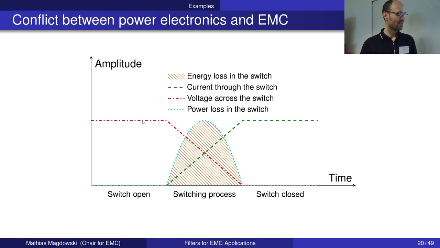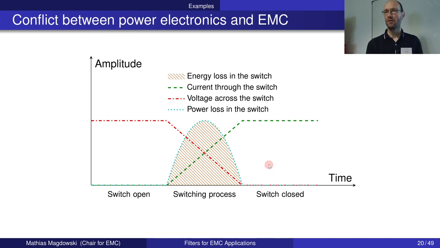If we now look at one switching event of this MOSFET or this IGBT or this power transistor, let's say at the beginning the switch is open. If the switch is open, you have zero current, but you have full voltage. Then we close the switch, and if the switch is closed, you have almost no voltage anymore across the switch, but you have full current. During switching, the current needs to increase and the voltage needs to decrease. And so for a certain amount of time, you have current and voltage at the same time. If you have current and voltage, we have power, which is this light blue curve here.